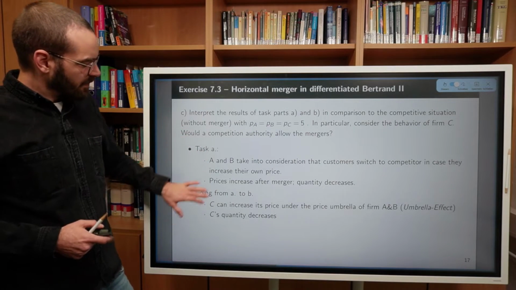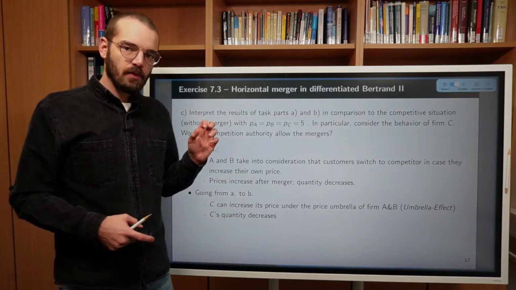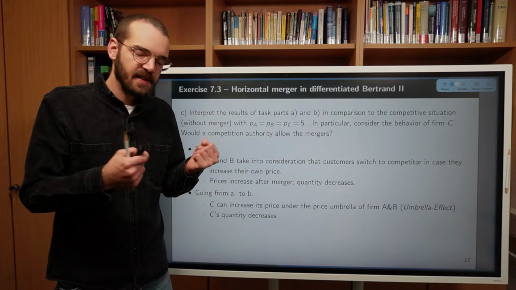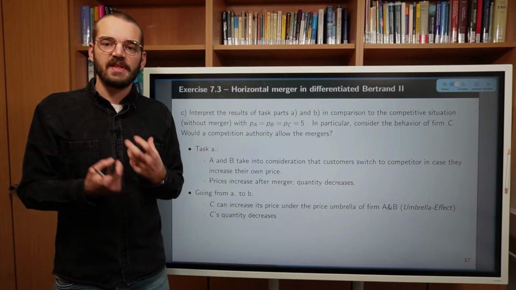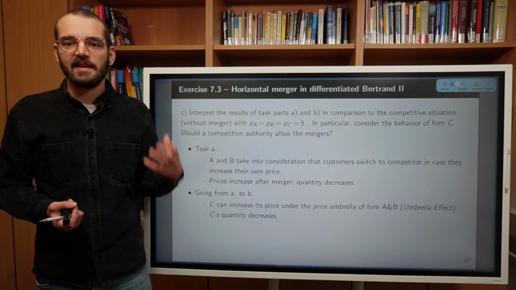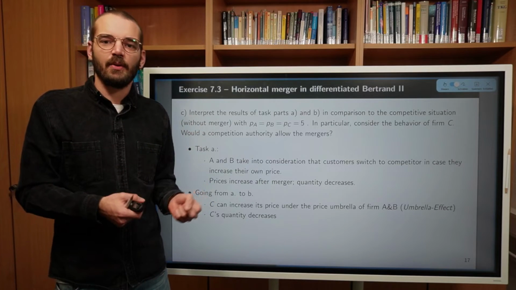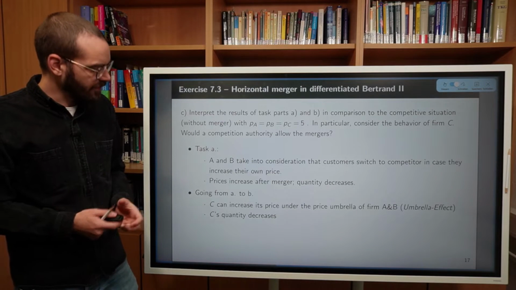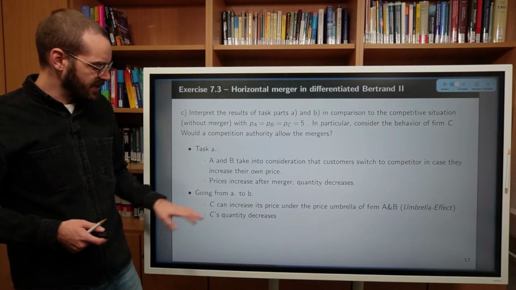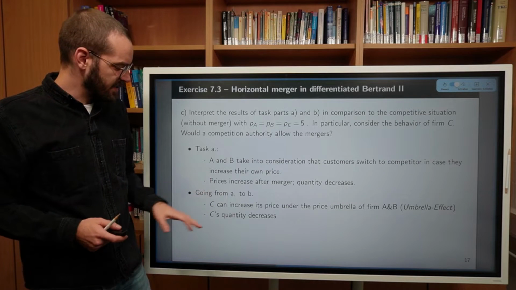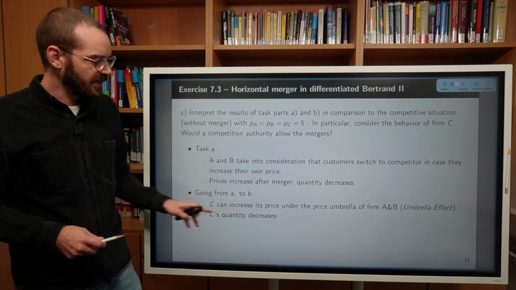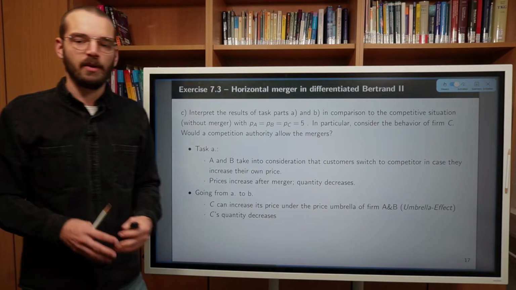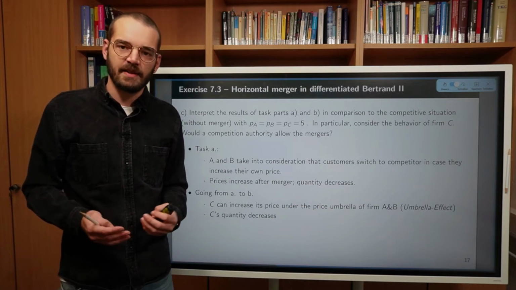When moving from task A to task B, just as a reminder, we allow firm C to choose its price profit maximizing instead of assuming that they just stick with the previous price they set under competition. Well, when going from A to B, we can then recognize that C can increase its price under the umbrella of firms A and B. And this is called the umbrella effect.